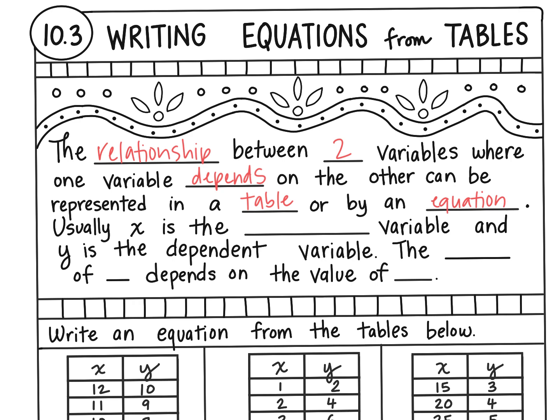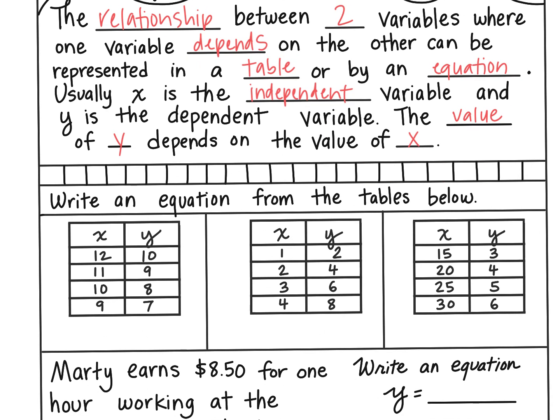That's next. Usually X is the independent variable and Y is the dependent variable. We learned about that yesterday. Independent is the X, dependent is the Y. The value of Y depends on the value of X. Okay, so let's look at what this might look like in equations and tables.